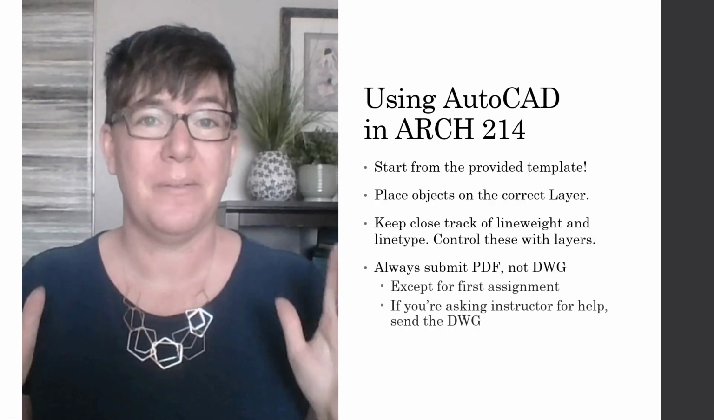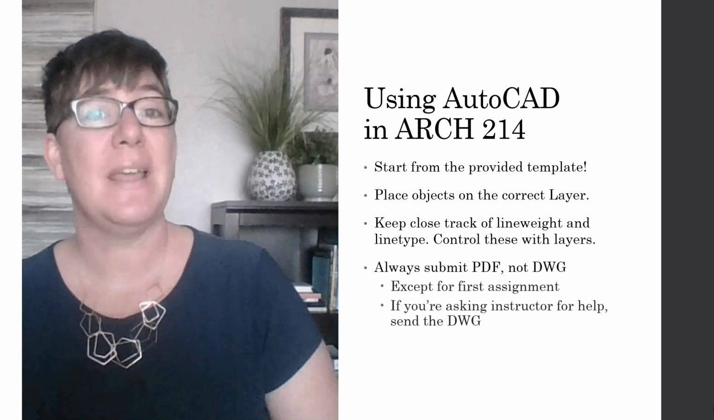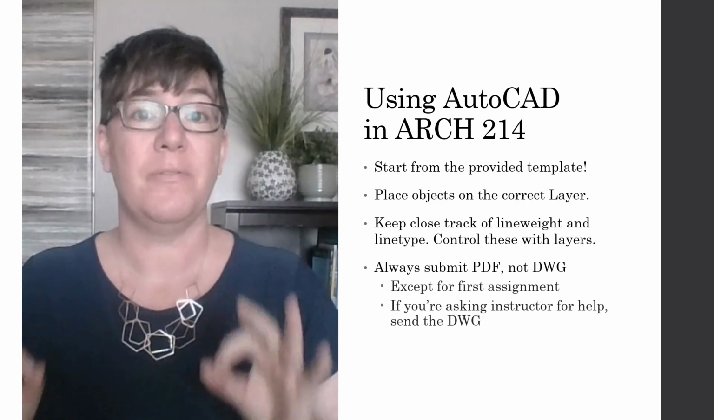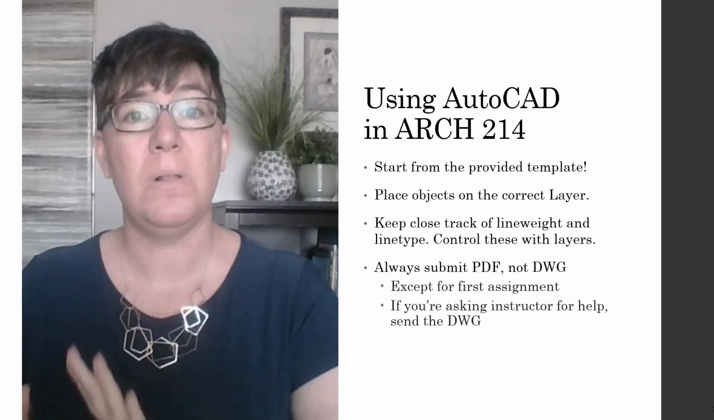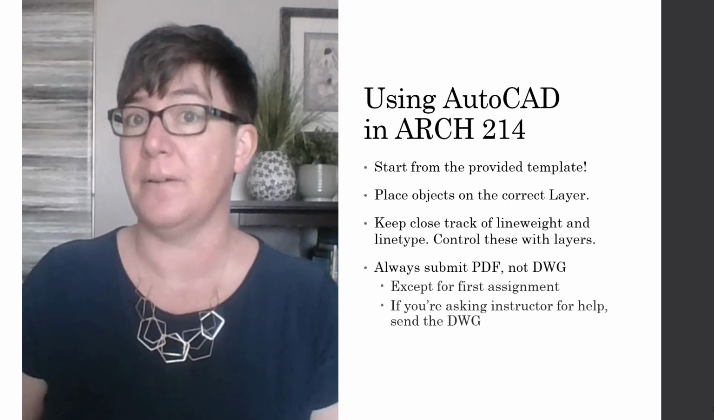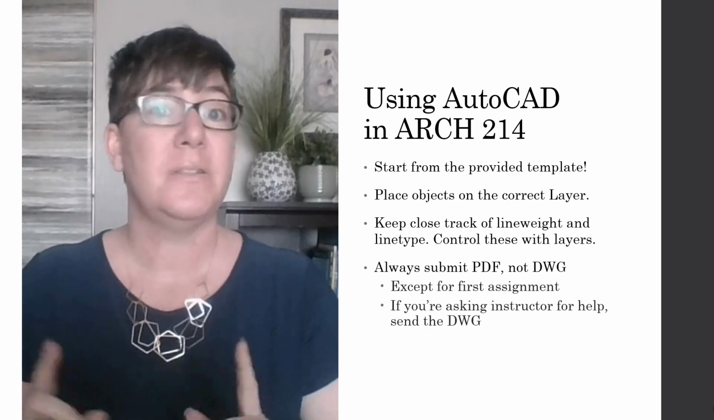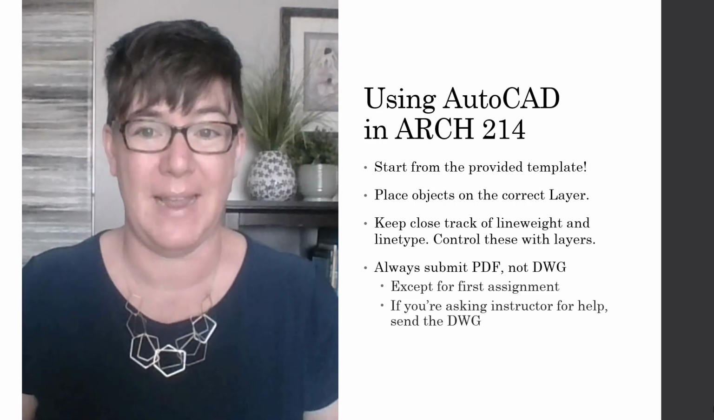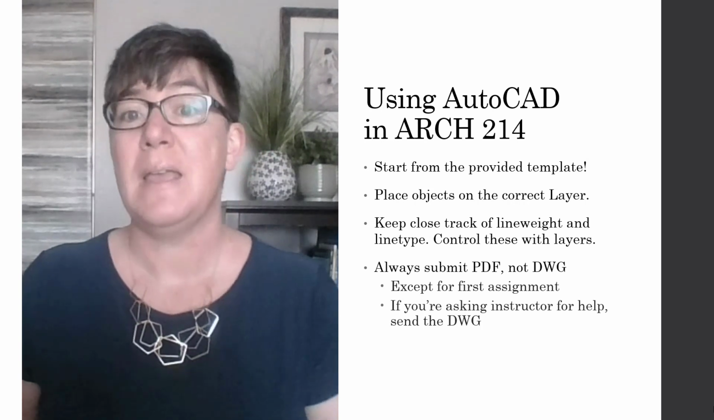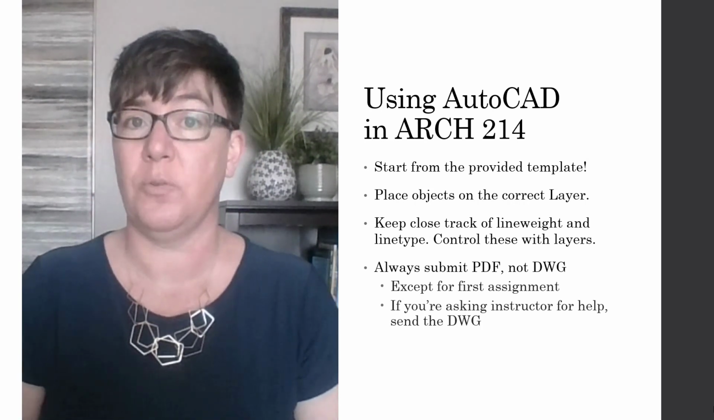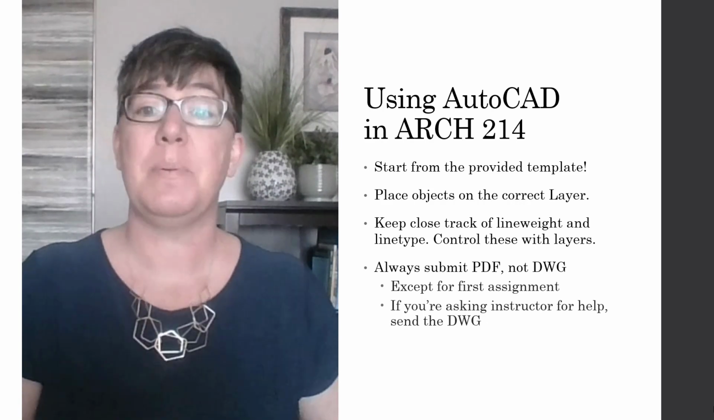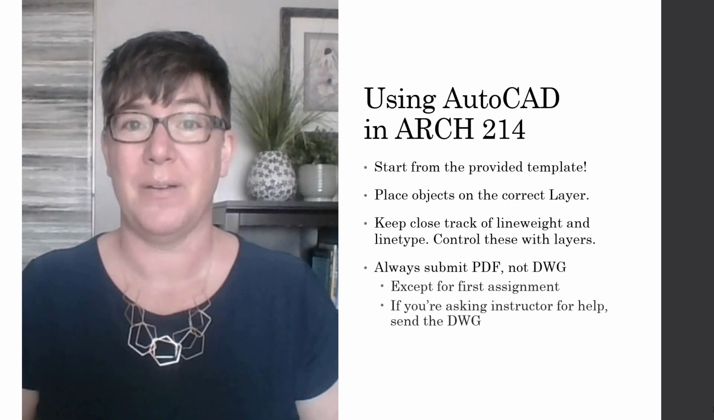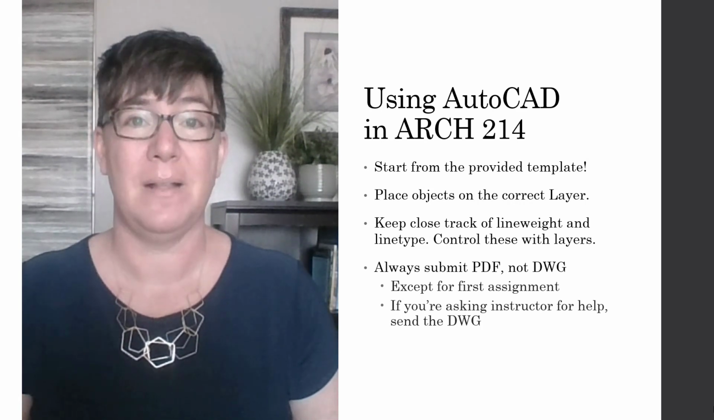Once you've got that software ready to go, it's time to start using AutoCAD in Architecture 214. I'm going to give you a provided template file that's got a whole lot of the drawing standards for our class already set up. So you'll want to start with that provided template file for every project and every assignment. When you're working, make sure to place the objects on the correct layer and keep a close track of your line weight and line type. Control those with the layers. They're already set up in the file.